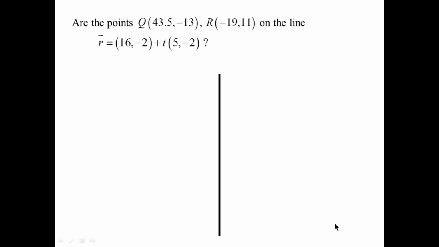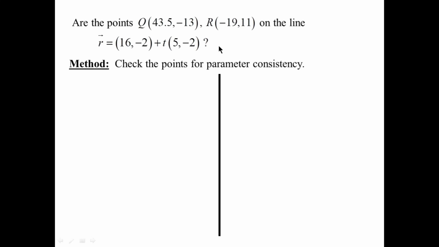Are the points Q and R on the line that we just discussed? Method: check the points for parameter consistency. Let's look at Q. Q is this point. What would the parameter have to be? Well, there's x, and it would have to equal 16 plus 5t.